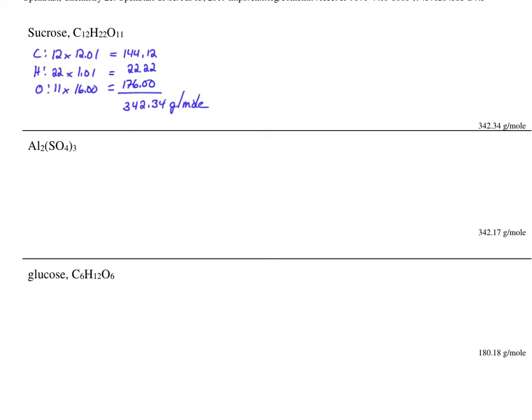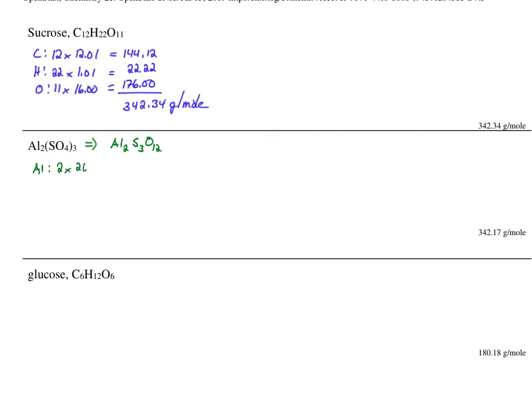This next compound is an ionic compound, aluminum sulfate, and you may find it easier for you, at least at the start until you've practiced these, to rewrite this showing that there's 3 sulfates. So there's 3 of these entire units. So there's 3 sulfurs and 3 times 4, 12 oxygens. So you may find it useful to rewrite the formula as Al2S3O12.